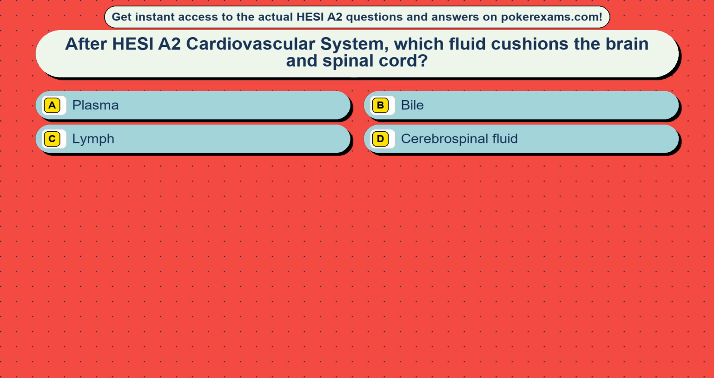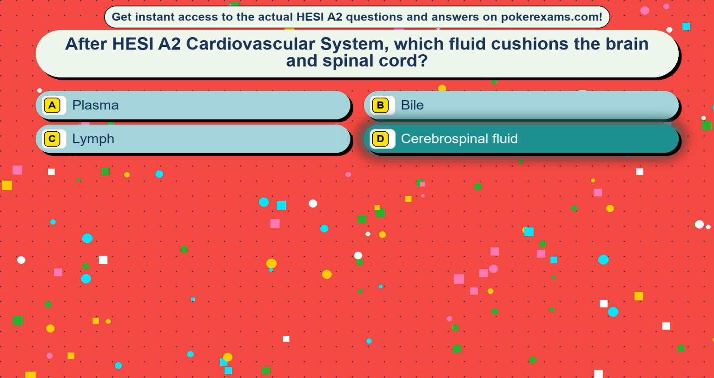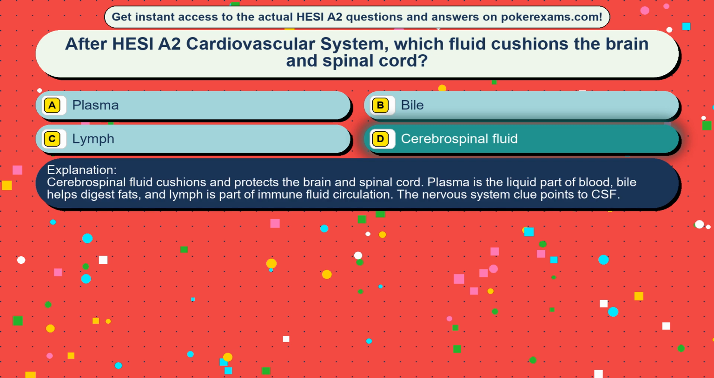Question 6. After HESI A2 cardiovascular system, which fluid cushions the brain and spinal cord? Option A, plasma; option B, bile; option C, lymph; option D, cerebrospinal fluid. The correct answer is option D, cerebrospinal fluid. Cerebrospinal fluid cushions and protects the brain and spinal cord. Plasma is the liquid part of blood, bile helps digest fats, and lymph is part of immune fluid circulation. The nervous system clue points to CSF.